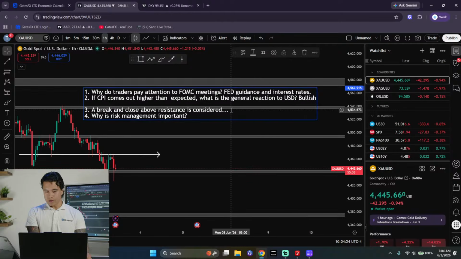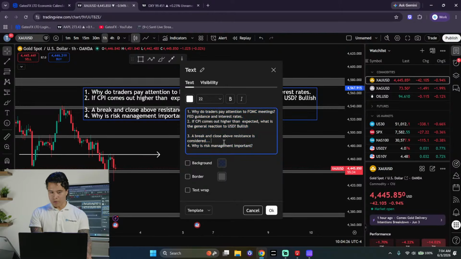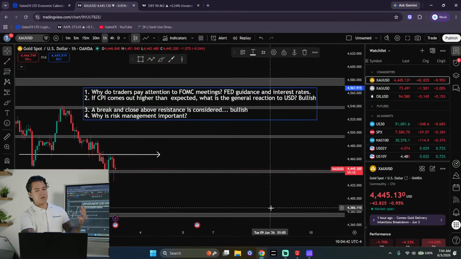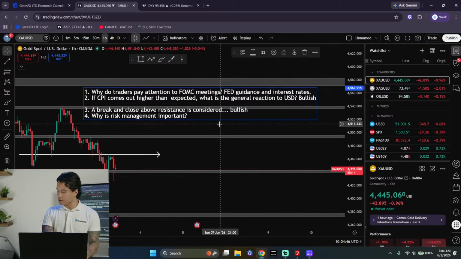This one, same thing. Tried to do it on purpose like this because a break and a close above resistance is considered, what do we talk about every day? Simple, one word. Bullish or bearish, that's it. A break and a close above resistance would be something that's considered bullish. That's it. That was the simple answer that I was looking for.